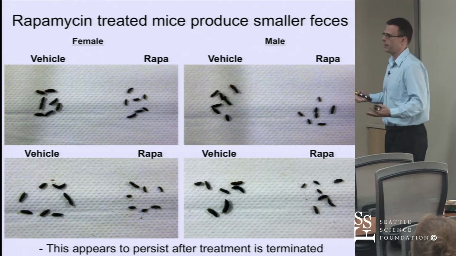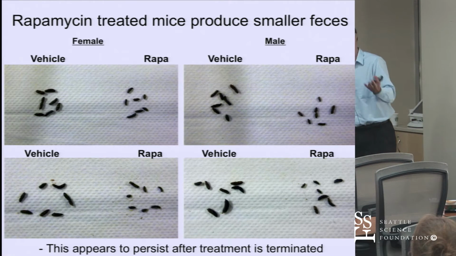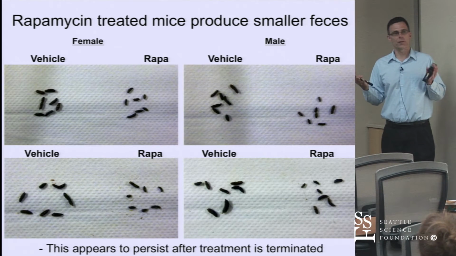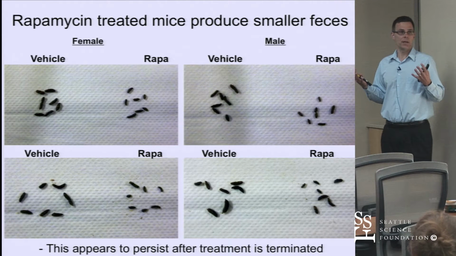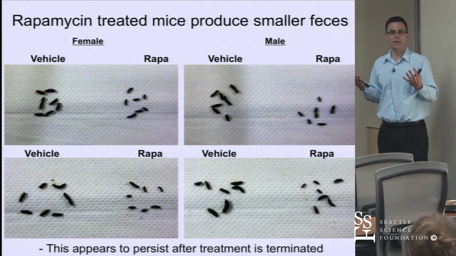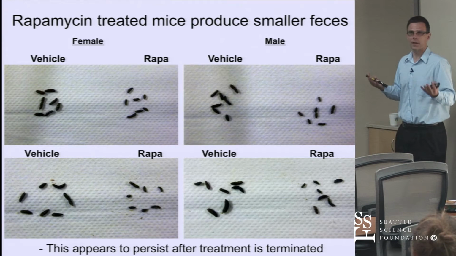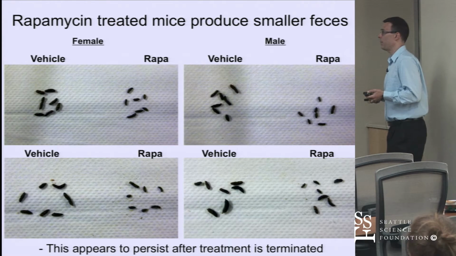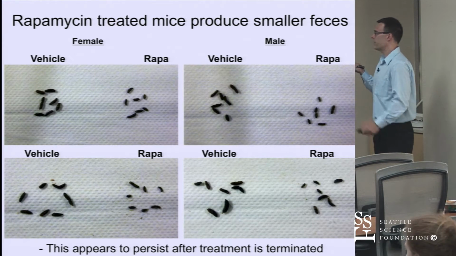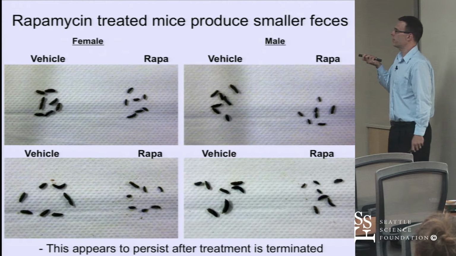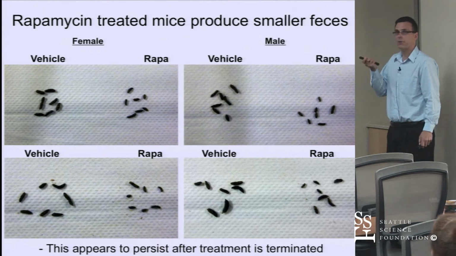And there's lots of trivial explanations. Maybe the mice are dehydrated. But one of the ideas that occurred to us is maybe there are changes in the microbiome in rapamycin-treated mice, and nobody had ever looked at this in the context of rapamycin before. One of the interesting things we noticed as well was that this phenotype appeared to persist after we stopped the treatment.